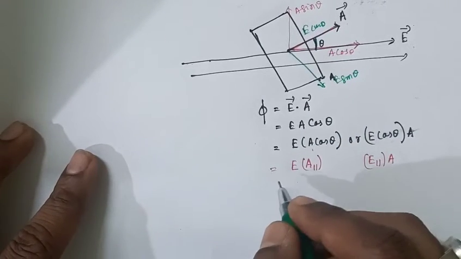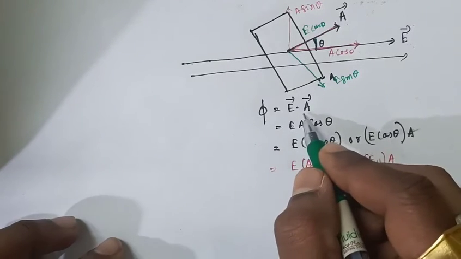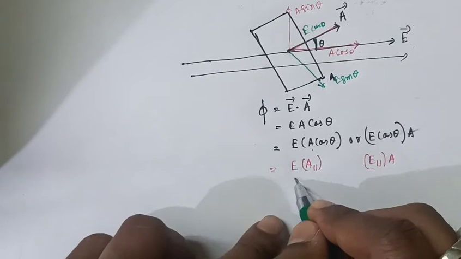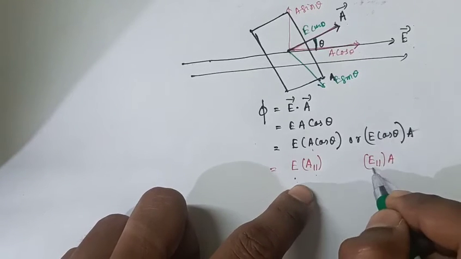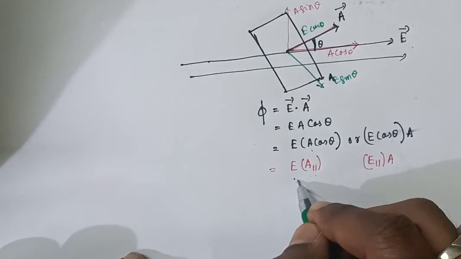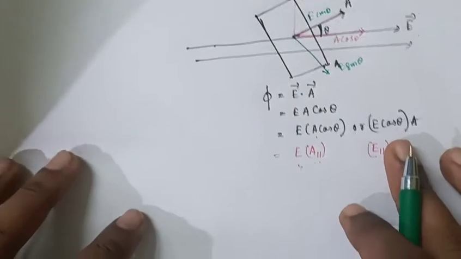So one student can write the definition of the flux as the dot product of the electric field and the area vector, or the component of E along the direction of A, or the component of A along the direction of E. These are the two definitions of the flux one can write.